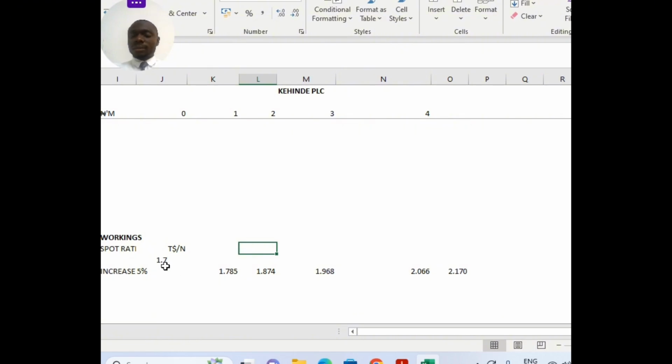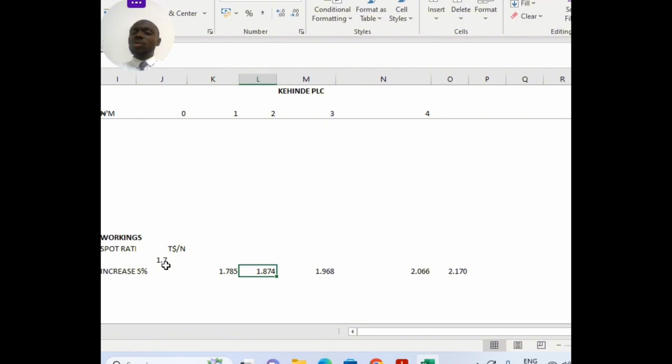Now, year one per annum, we're told that the Naira is going to be stretching per annum. So year one is going to be 1.7 times 1.05. We do the same thing here. So we increase this 1.7 by 5% per annum. For how many years? For 4 years. Class, am I communicating?